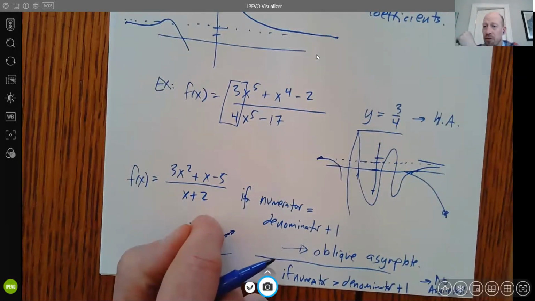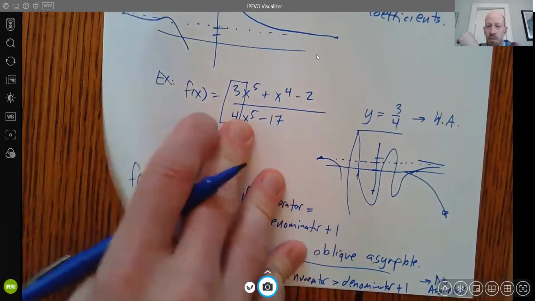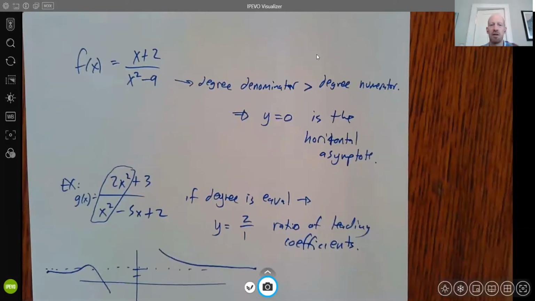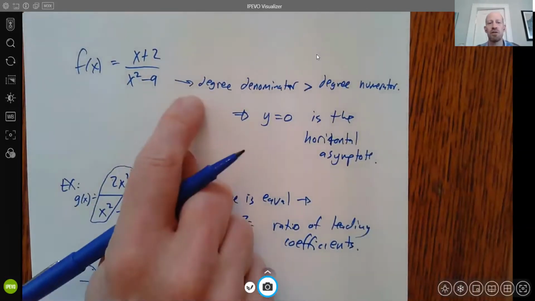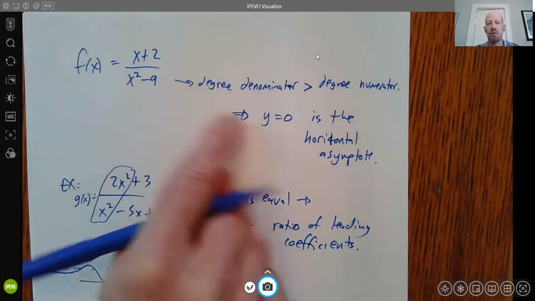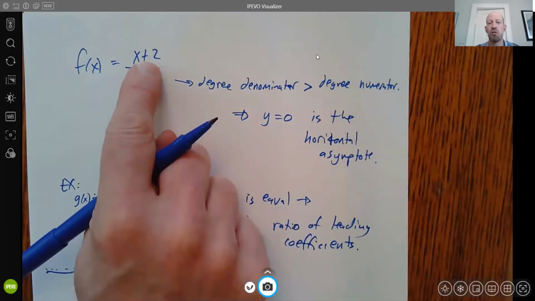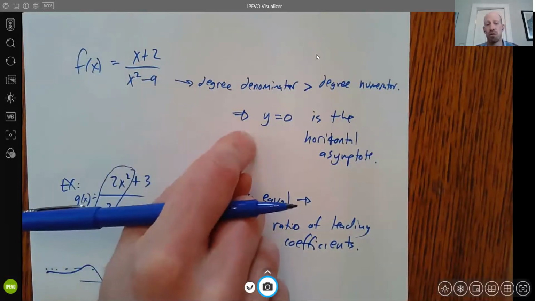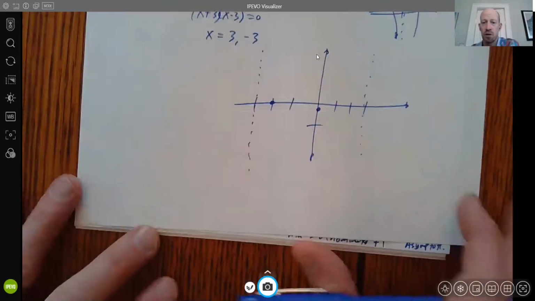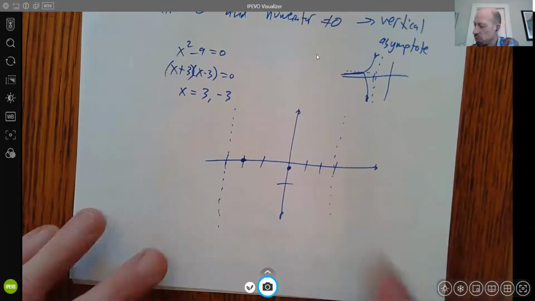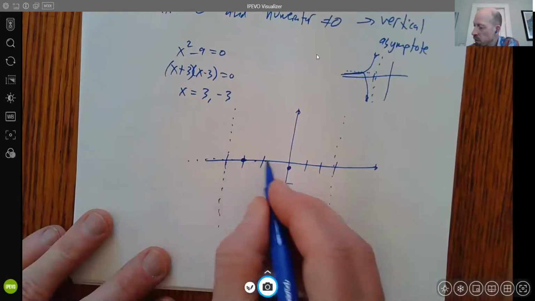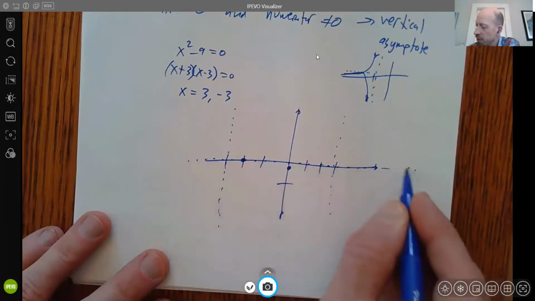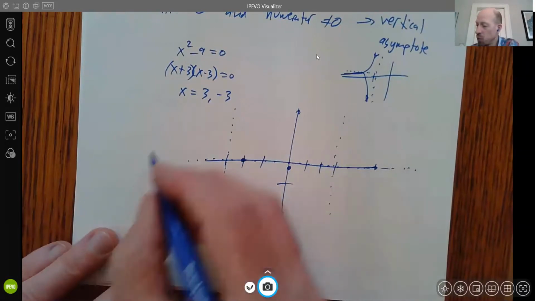It's again a way of describing the end behavior. So let's go back in time here. This was our original problem. The denominator is larger than the numerator, so this is a horizontal asymptote. So I know that eventually the function is approaching y equals 0.